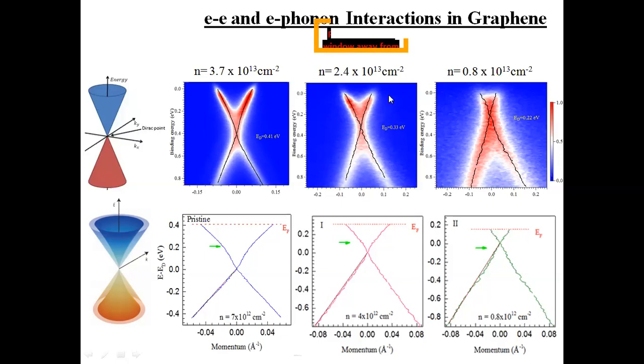Now you can see the effect of electron phonon interaction on this band structure. These bottom panels are exactly the same as the top panel. I have only expanded the momentum axis, nothing else. So you can see, if you look closely, none of these Dirac cones are actually a perfect cone.